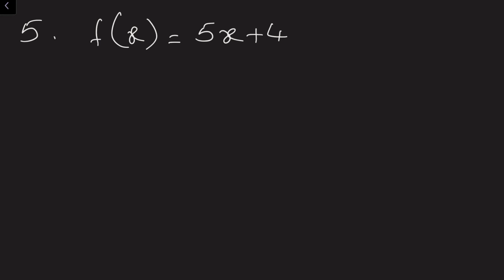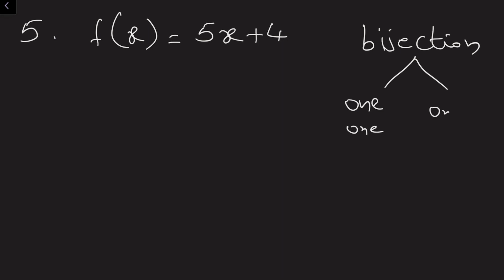He is asking first to show that it is a bijection. A bijection is nothing but a function that is both one-one as well as onto. It should be one-one as well as onto, then only this will become a bijection. Now let us check whether it is one-one or not.